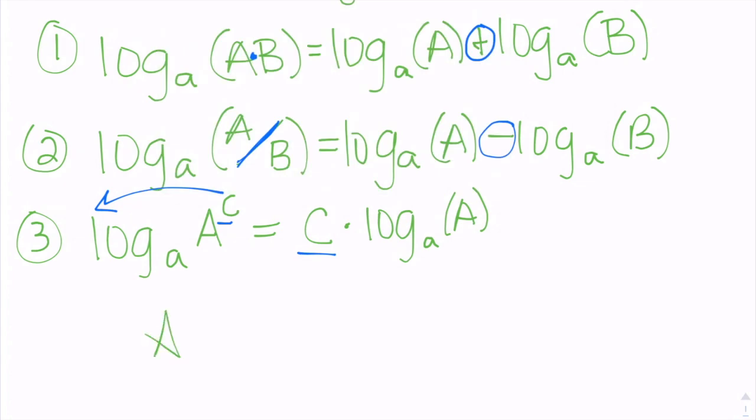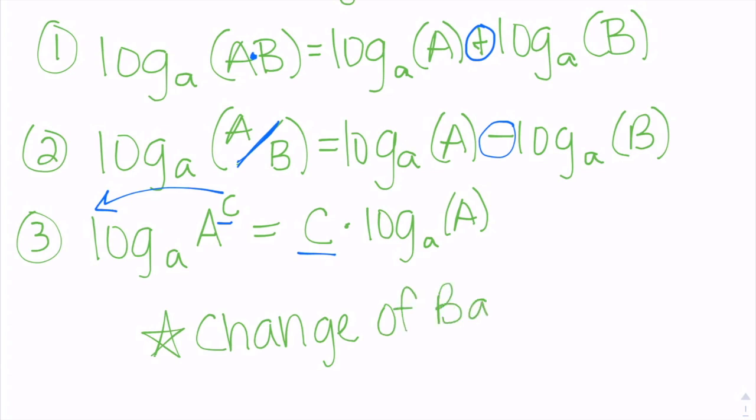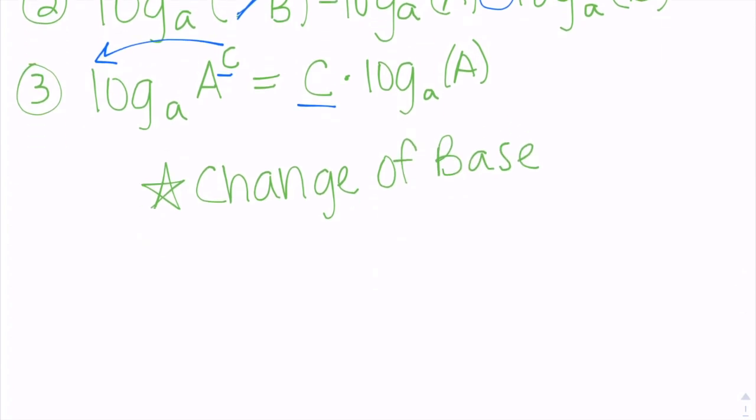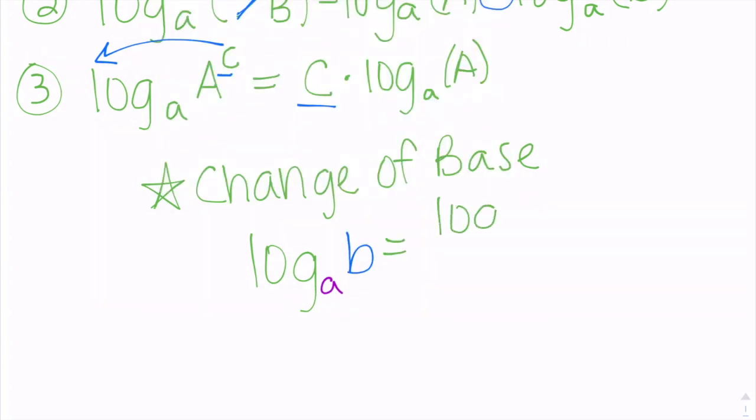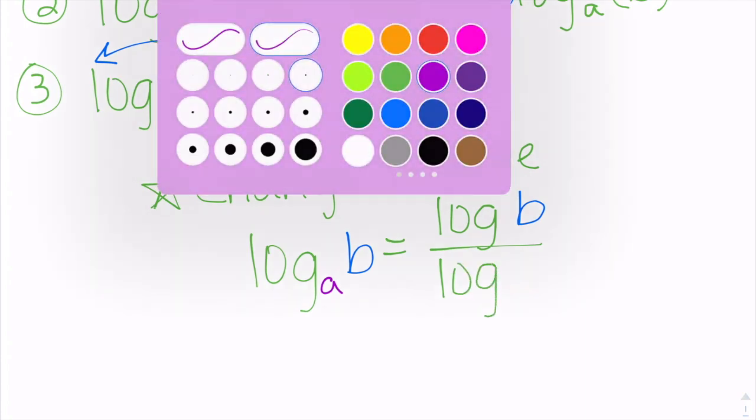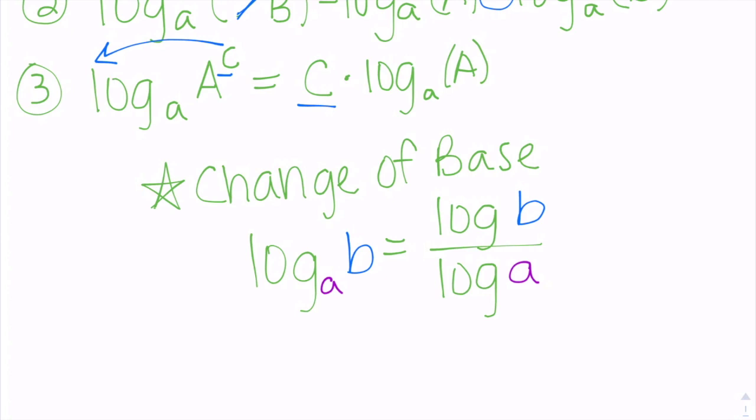And then one important formula to make sure that you know is the change of base formula. And change of base formula says log base A of B equals log of B divided by log of A. And so I remember that because the B is higher up than the A right here. The B is higher than the A, so the B goes above the A.